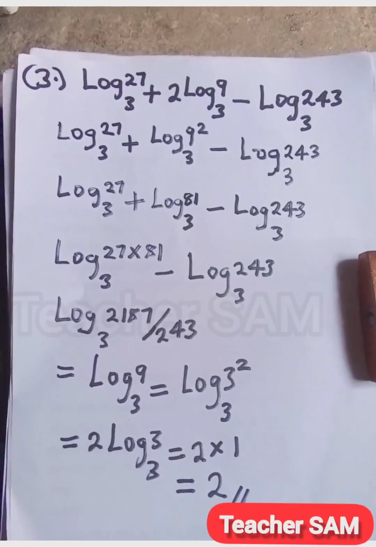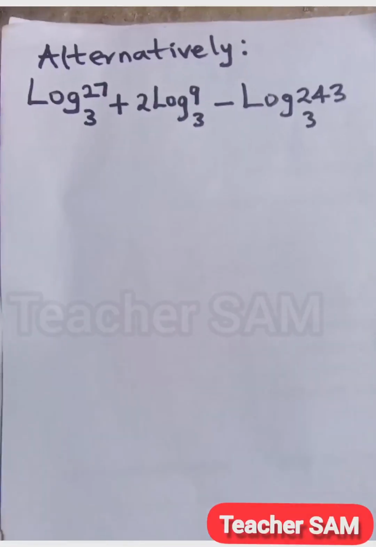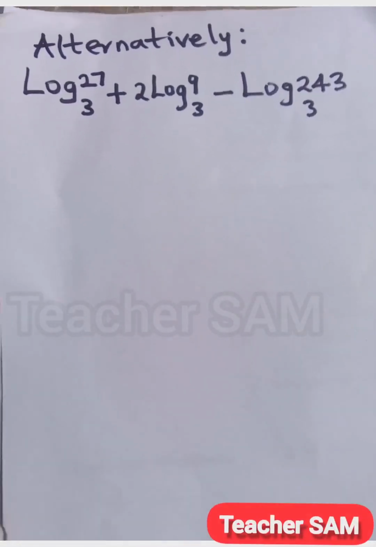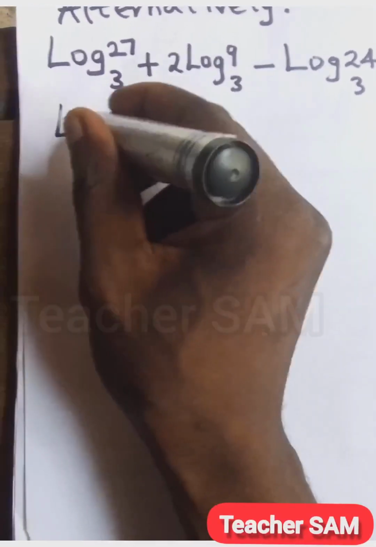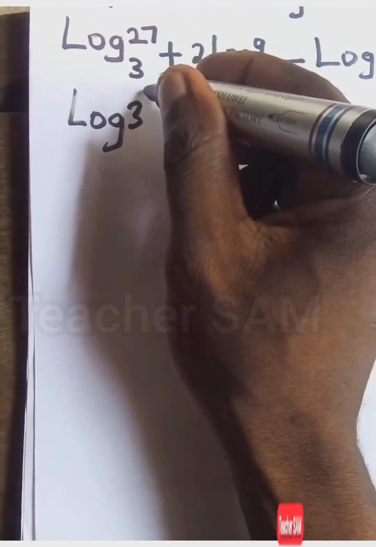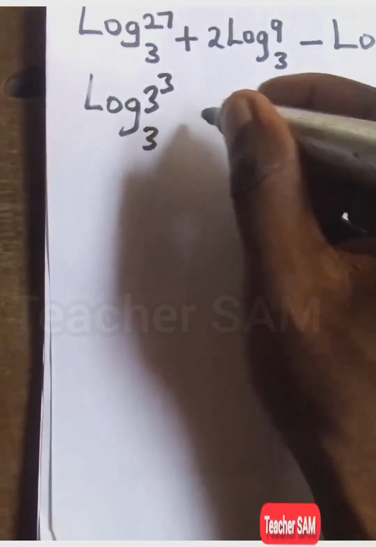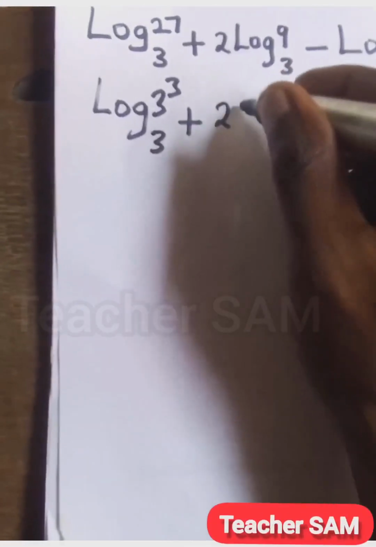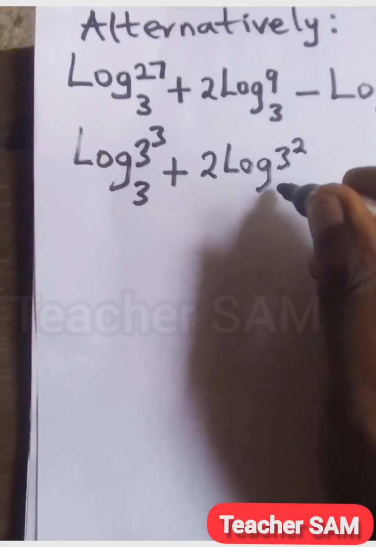So we are going to look at how to solve it in another form, using another method. So we have the same question. Alternatively, we can solve it this way. Now I'm going to split this. This will now be log of 3 raised to power 3, because 3 raised to power 3 is 27, to base 3, plus 2 log of 3 raised to power 2, which is 9, to base 3.